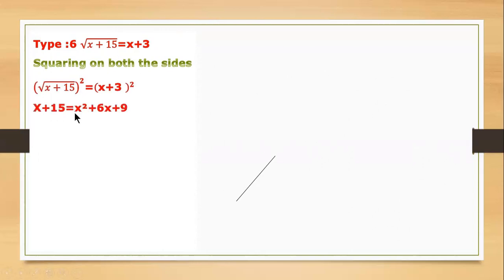So x plus 15 is equal to, we need to use the a plus b whole square formula. In the place of a, you have x. In the place of b, we have 3. Using the formula, a square, x square, plus 2ab, 2 into 3 into x is 6x, plus b square, 3 square, which is equal to 9. Let us transpose x plus 15 from the left hand side to the right hand side. We get minus x and minus 15 is equal to 0. Let us solve the like terms. So x square will remain as it is. 6x minus x is 5x. 9 minus 15 is minus 6, is equal to 0.